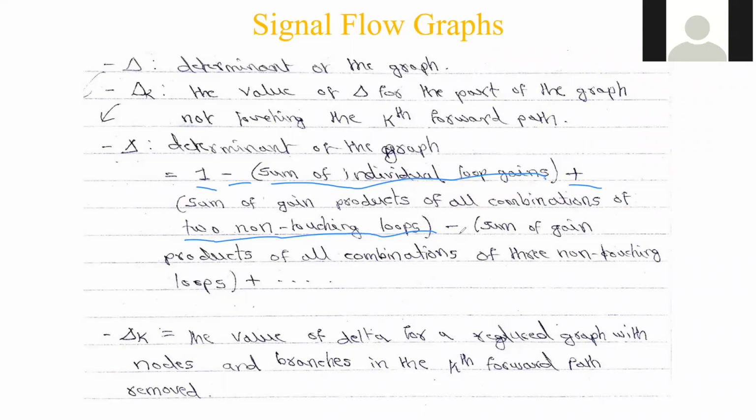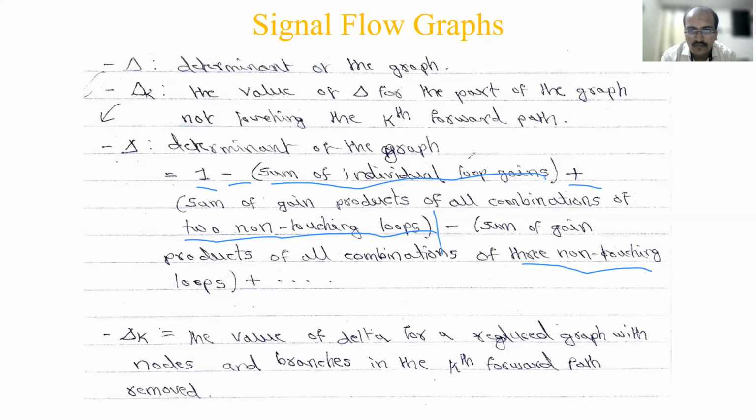Then minus, the alternate sign, the sum of gain products of all combinations of 3 non-touching loops. Here I took 2 non-touching, then 3 non-touching loops. Similarly it will continue. Minus is there, the next plus sign will come, 4 non-touching loops, minus 5 non-touching loops. Like that it will come, but in our problems we will go at most up to 3 non-touching loops. Majority of problems will end with 2 non-touching loops.